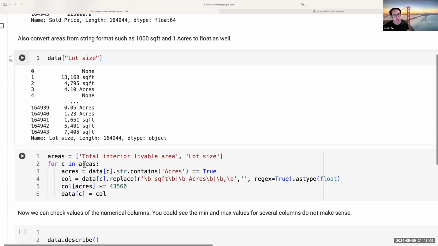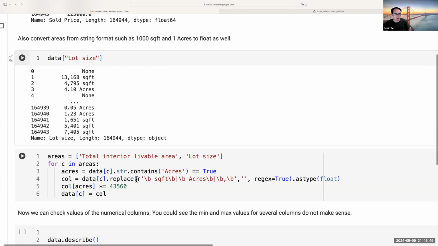What you do is, there are two things. One is total interior livable area. One is lot size. Both features have these two issues, so you have to do this process. If this is acres, you are going to multiply by 43560. This is the way to convert from acres to square feet. So we're going to talk about everything in terms of square feet.